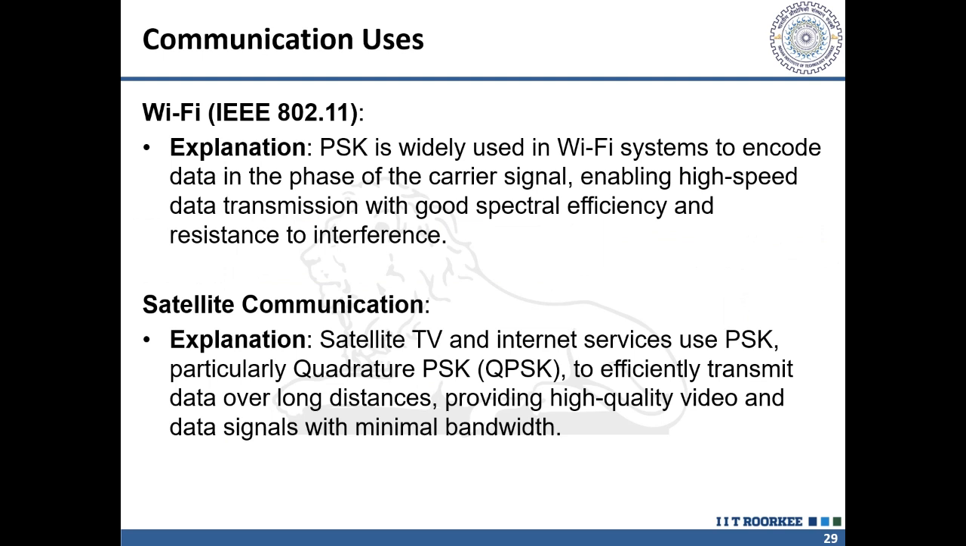This is also used in Wi-Fi, the IEEE 802.11 versions, where it is used to encode the data in the phase of a carrier signal, and it enables high-speed data transmission with good efficiency. It is also used in satellite communication and internet services, where quadrature PSK is used to efficiently transmit data over long distances and provides high quality video and audio data signals with minimal bandwidth. Thank you.